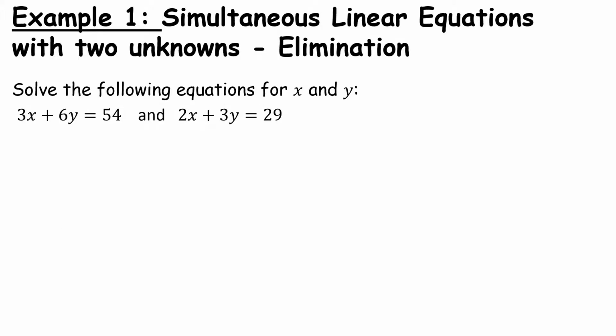So let's take a look at example 1, which is solving a system of simultaneous linear equations with two unknowns using the elimination method. So solve the following equations for x and y. If you take a look at each of those equations, the first one being 3x plus 6y equals 54, and the second being 2x plus 3y equals 29, we wouldn't be able to solve either of those equations on their own because of the two variables.